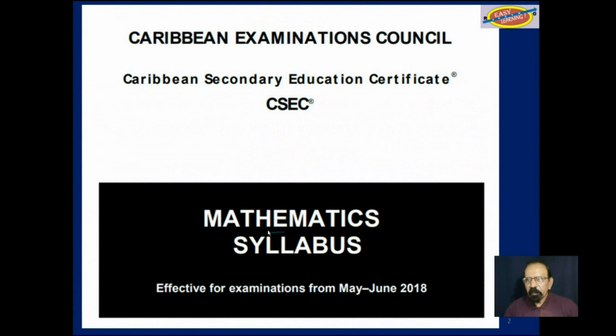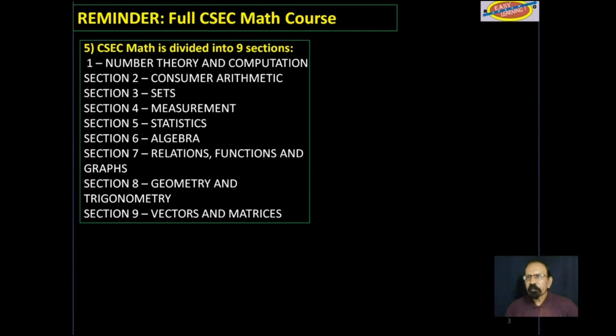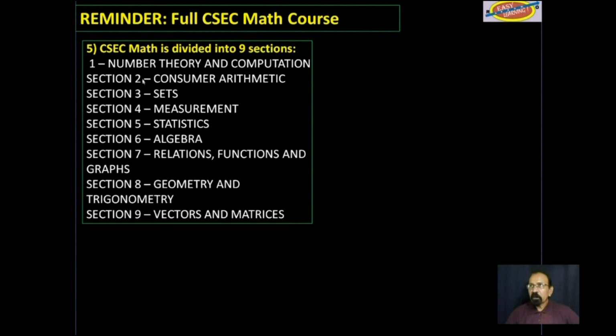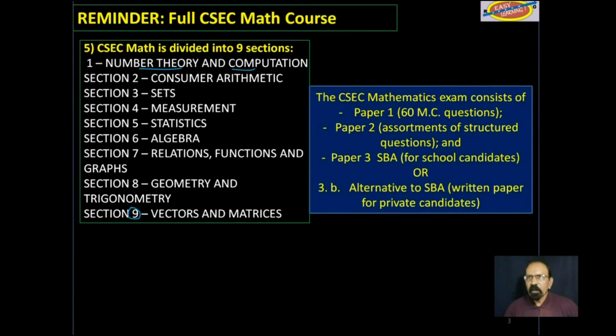We continue with the mathematics syllabus for CSEC 2018-2027. Recall that the syllabus is divided into 9 sections, as you see here. We are currently working on the first section. The exam again consists of 3 papers.